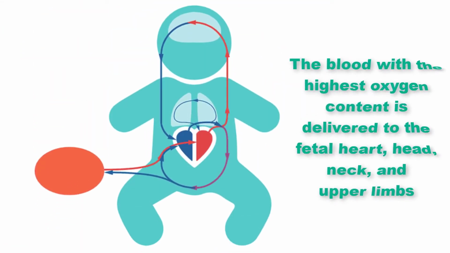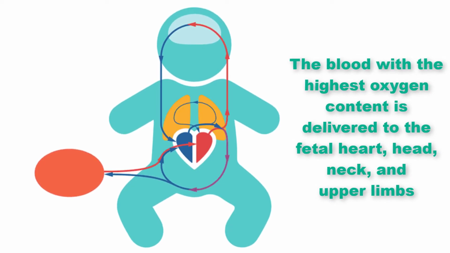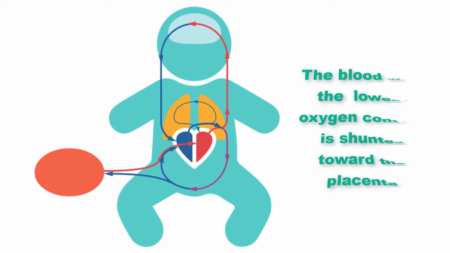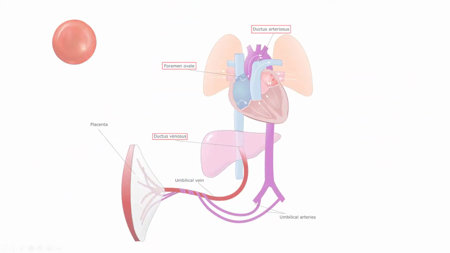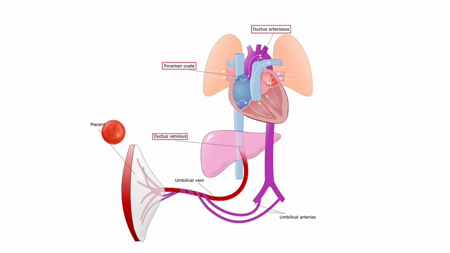The blood with the highest oxygen content is delivered to the fetal heart, neck, head, and upper limbs, while the blood with the lowest oxygen content is shunted towards the placenta. The oxygenated blood is carried from the placenta to the fetus via the umbilical vein. About half of this blood passes through the hepatic capillaries, and the rest flows through the ductus venosus into the inferior vena cava.